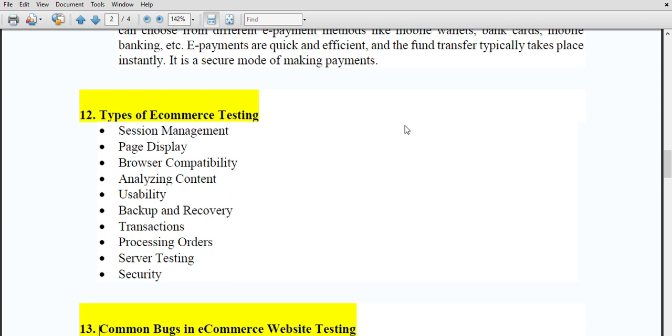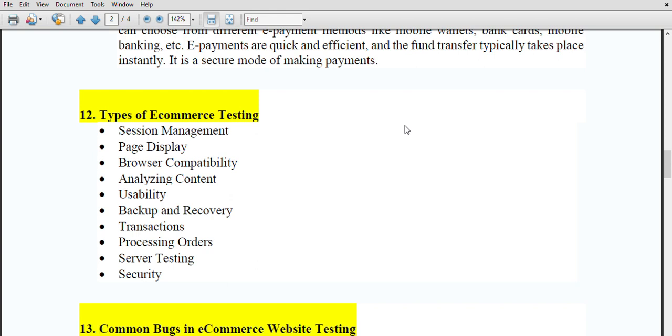And in server testing, you are checking whether it is uptime. Stress testing is done there. Basically, you are checking the scalability of the website. And in security, you are checking the login credentials, then computer viruses, ensuring the data encryption.